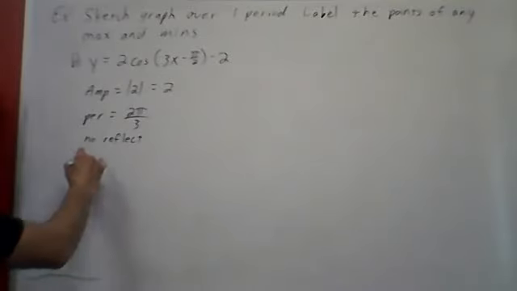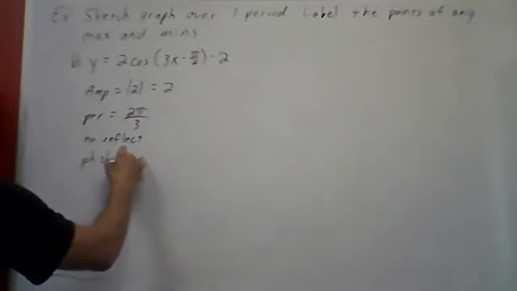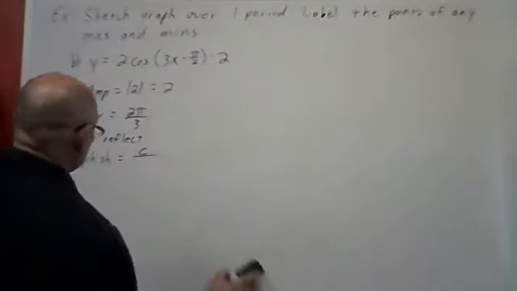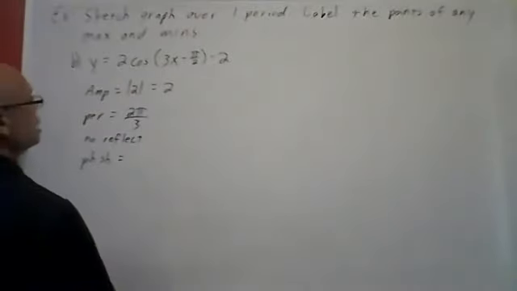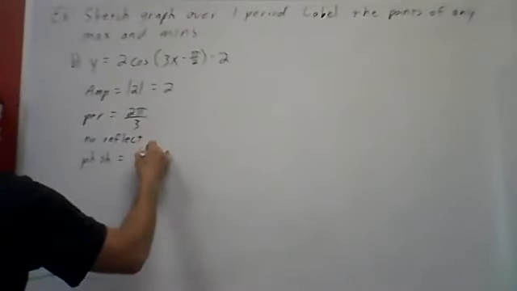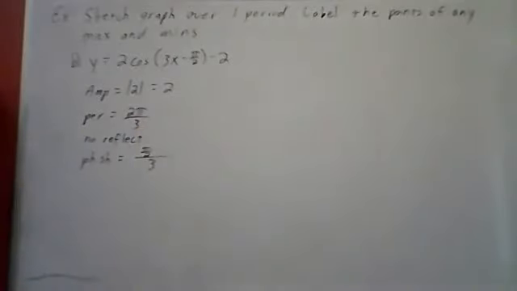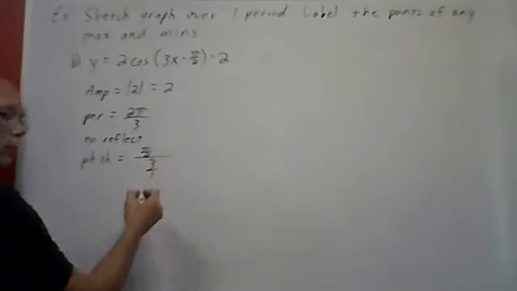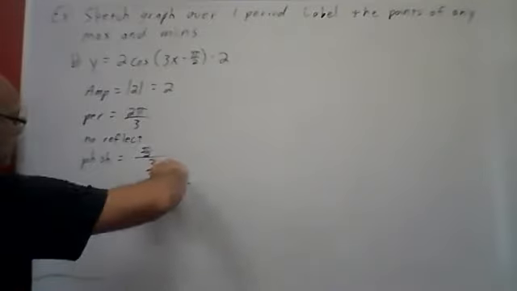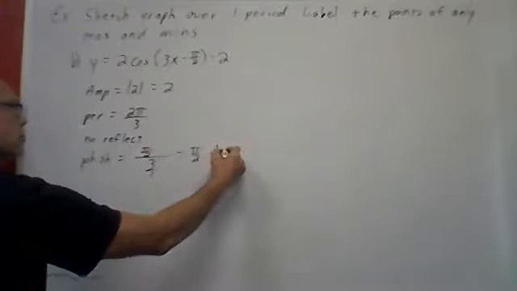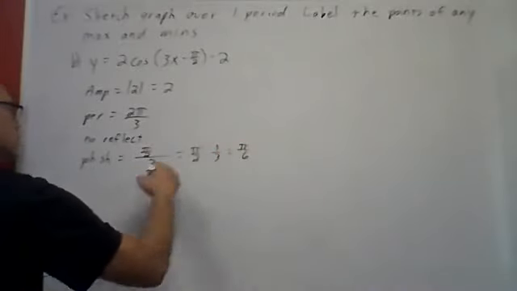How about my phase shift? Phase shift is what? C over B. Shift is C, which is what? Pi over 2 over B, which is 3, right? What's that? Pi over 2 over 3 over an understood 1. So let's multiply by the reciprocal, write this as pi over 2 times 1/3. So I could write it as pi over 6 is my phase shift.